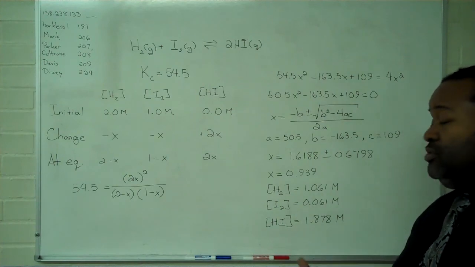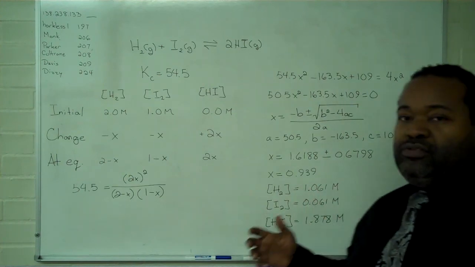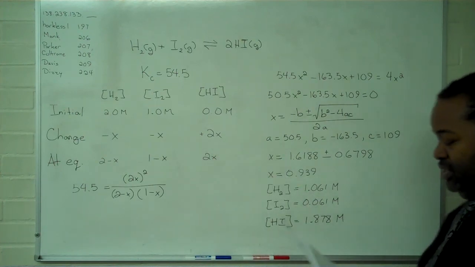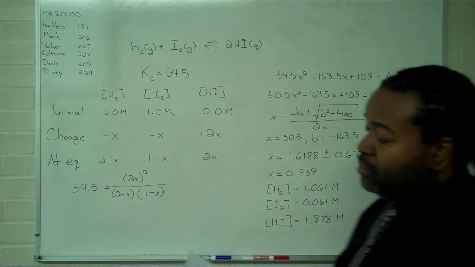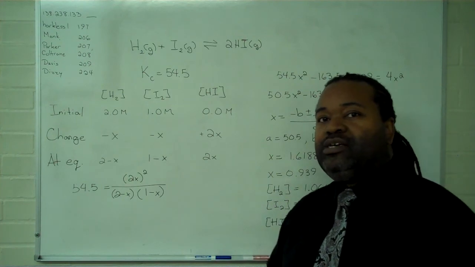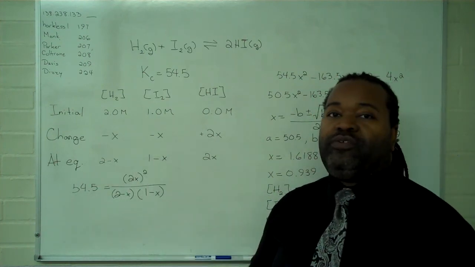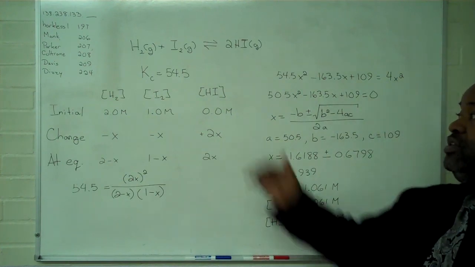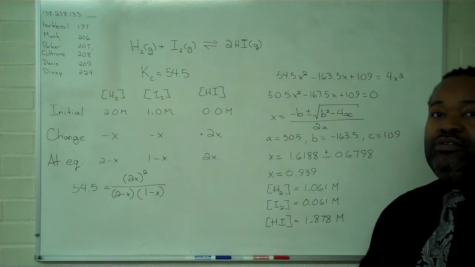In order to verify this, we have to substitute these values into this equation. Once we substitute those in and carry out all of the multiplication and division, we'll find that we end up with a value of 54.49. That's sufficiently close to 54.5 that we accept that as verification of retrieving the correct value for the equilibrium constant.